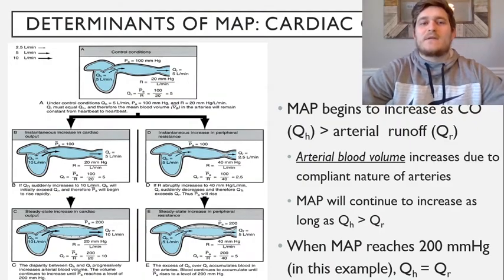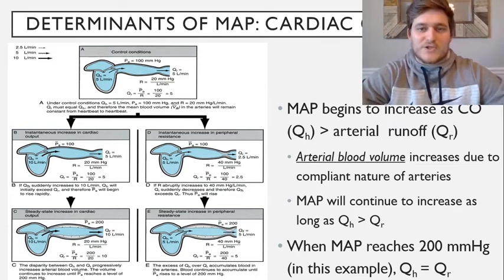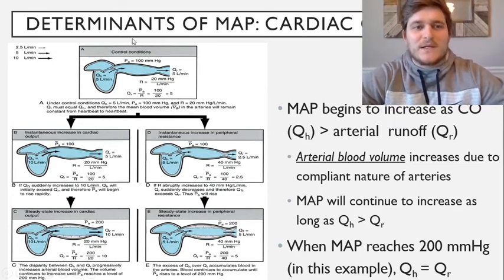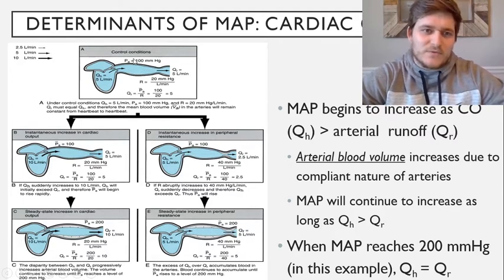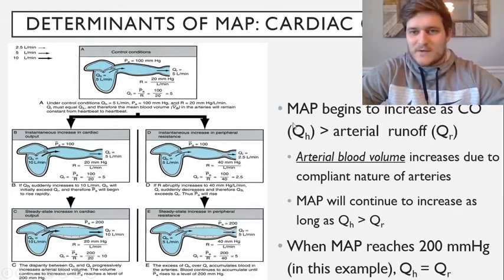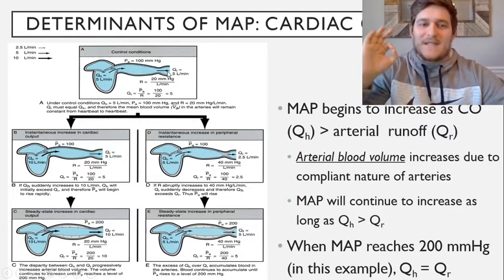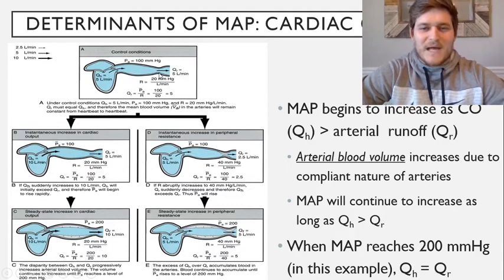Now, looking at the determinants of mean arterial pressure, first, let's focus on the heart and its effect on mean arterial pressure. And so, ultimately, that pressure within the arteries is going to be due to the amount of blood that is entering the arteries, and the amount of blood that is leaving the arteries. So, the amount of blood entering the arteries is going to be due to the flow of the heart or cardiac output. And the amount that's leaving is going to be due to that arterial runoff, or how much is going from the arterial side from the arteries to the arterioles. And so that's going to be determined ultimately by resistance.